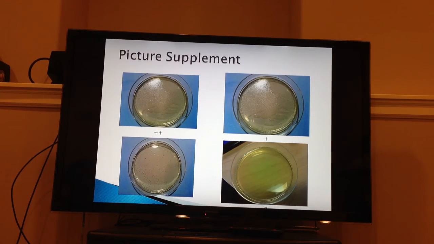The pictures are labeled, but from the top left would be plus plus. You can see that the whole petri dish is covered in bacteria, and it's very hard to differentiate between the colonies. Plus would be on the top right, and they look very similar. However, you can clearly differentiate between the glinting colonies in the top right. And minus was also very clear in that there's very little colony growth, but there are bacteria growing. And 0 was very easy to differentiate from the others because the plate remained clear.